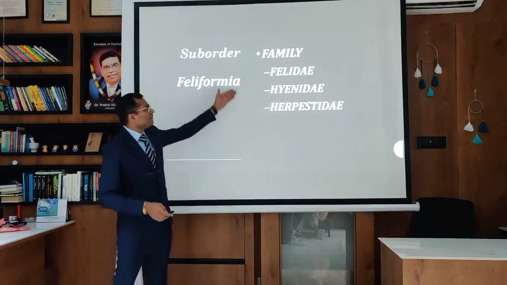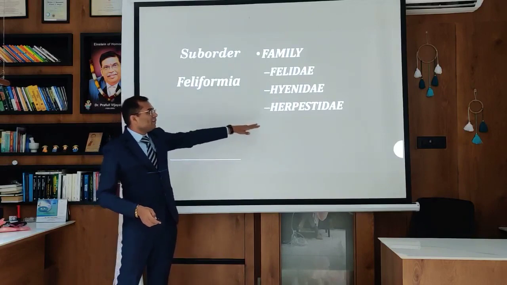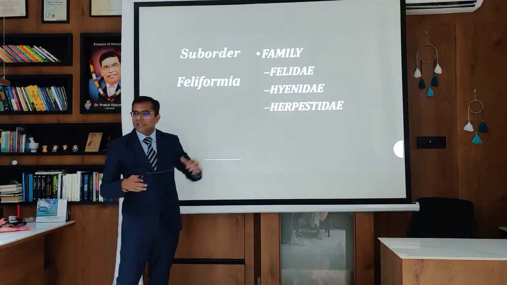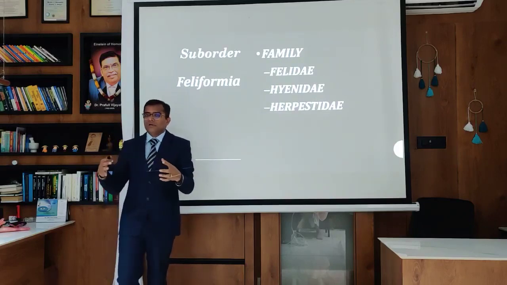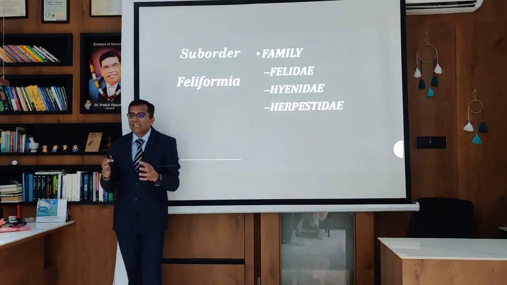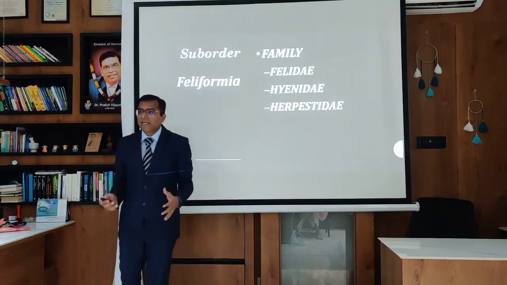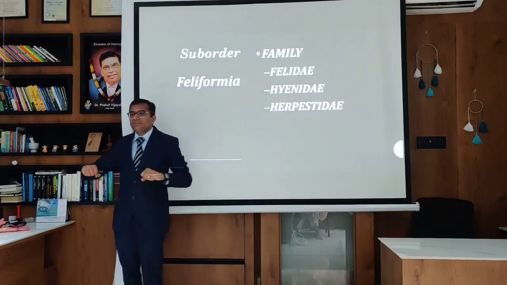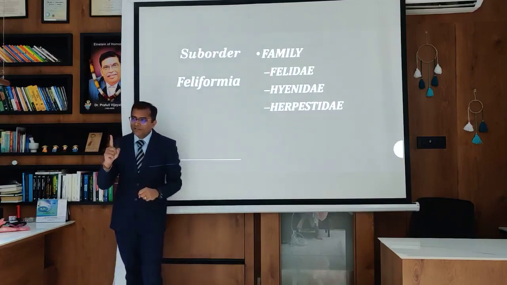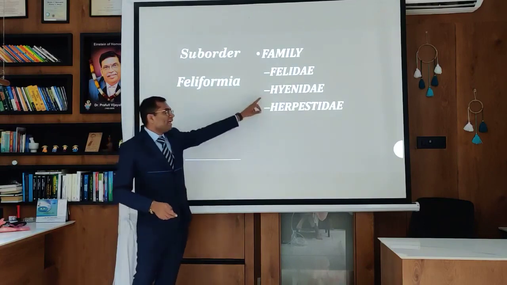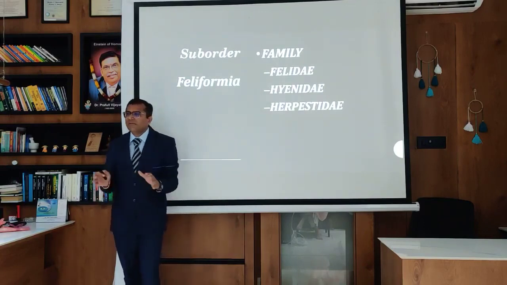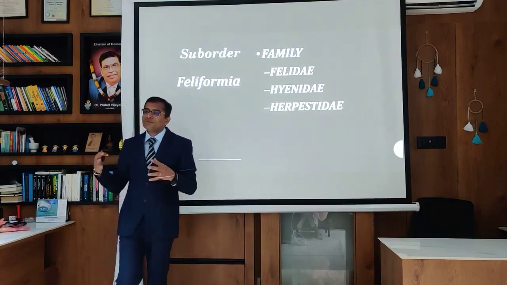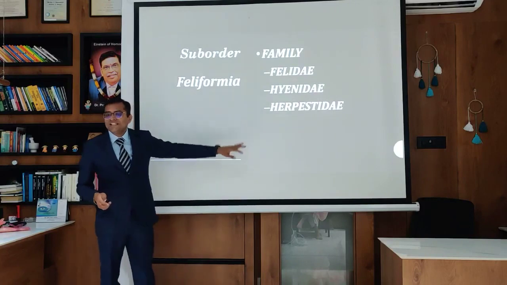In Feliformia, we have Felidae, hyena and Herpestidae. About the hyena, they hunt any animal in groups, in a pack. Hyena always hunts in a pack, not singly, while the others always hunt singly. And the hyena has the capacity that they are very foxy in nature. They make a trap. So for certain kinds of persons who fall into a trap, you can think of hyena.